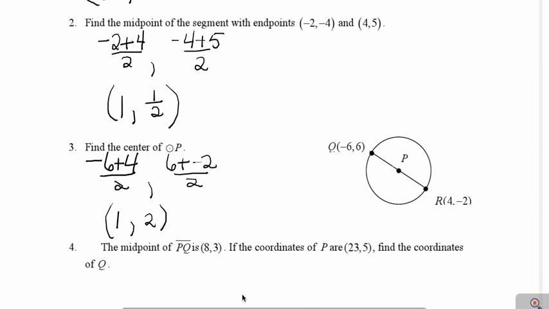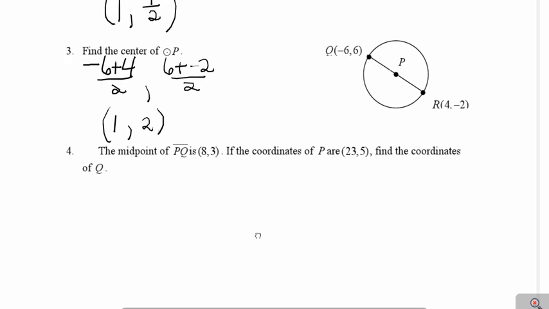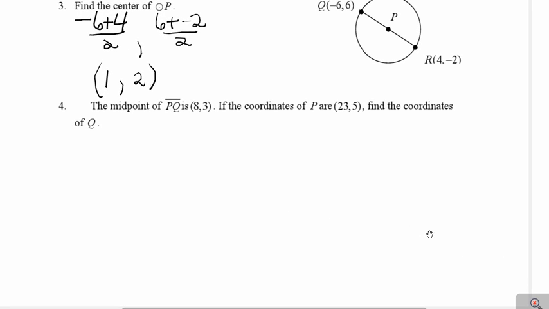Okay, now this last example is slightly different because it's asking you to work backwards. It says the midpoint of segment PQ is at 8, comma 3. If the coordinates of point P are 23, comma 5, then find the coordinates of point Q. So this time they're giving us the midpoint, but now we have to find the other endpoint. We have the midpoint and one of the endpoints. So one way to do this algebraically would be to call the coordinates of that missing point x, comma y.